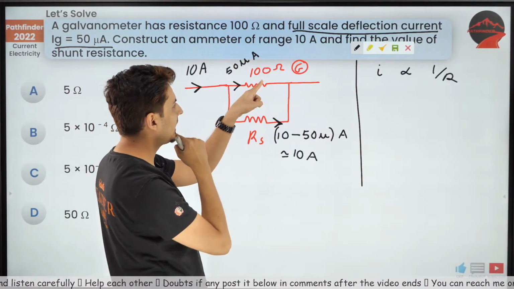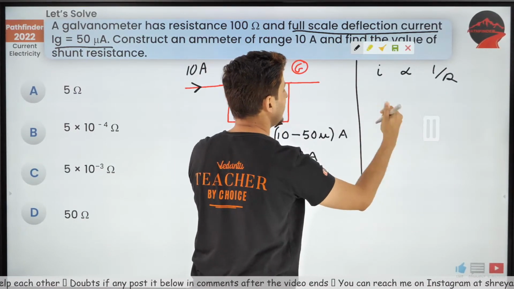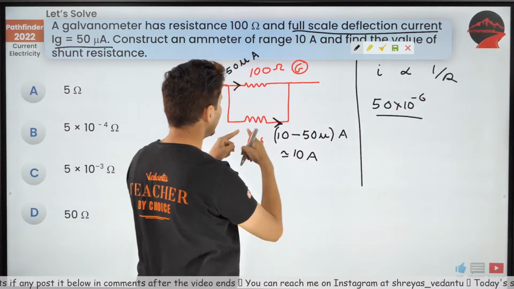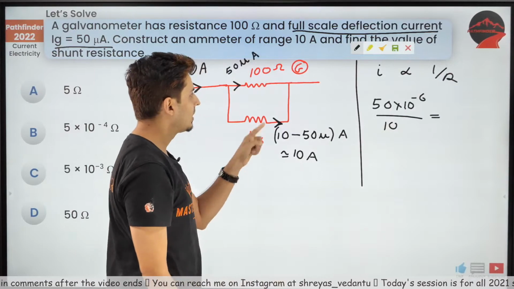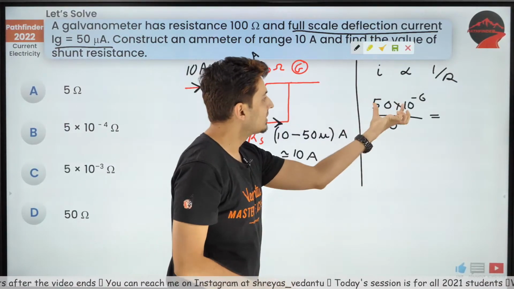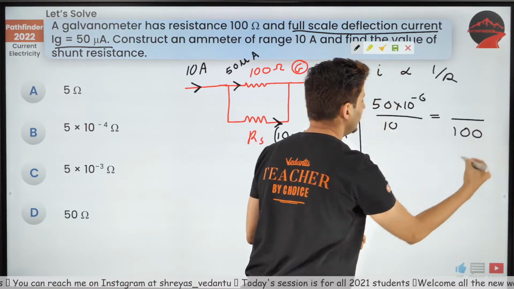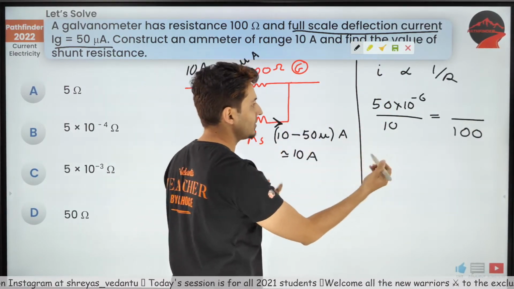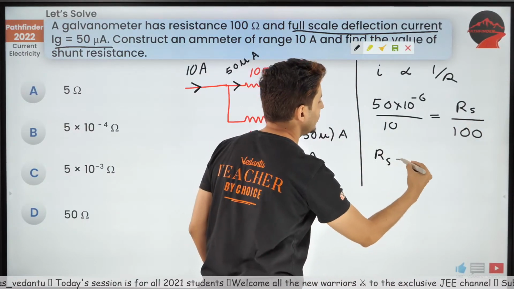So what do you need to do? The current through the galvanometer is 50 micro, micro means 10 to the power minus 6, upon the current through the shunt, which is 10, is equal to, remember, inversely related. So this is the galvanometer current, so the resistance of the galvanometer will come down. This is the shunt current, so the shunt resistance, which I don't know, is going to come up. So what is RS going to be?